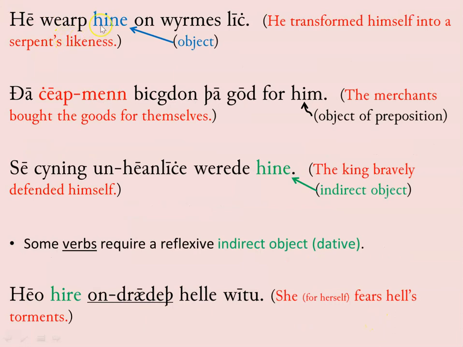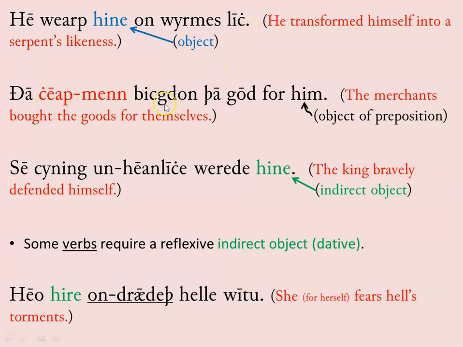He wearp hine on wyrmes lic. He transformed himself into a serpent's likeness. Hine there is the object. The subject is he, and wearp, transformed, is the verb. The object here is connected with the action of the verb, so it's he himself that's being transformed. So hine is acting as himself, a reflexive pronoun. He himself has been transformed into a worm's likeness.